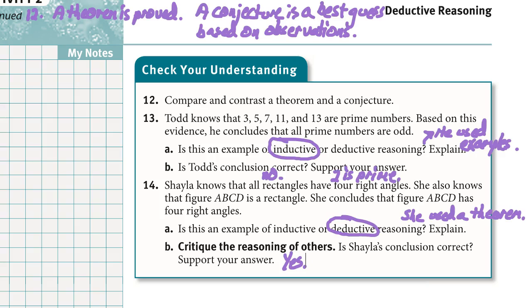Here are answers to the check your understanding. Number 12 is up here in the top corner of the video. Compare and contrast a theorem and conjecture. A theorem has been proved to be true. A conjecture is a best guess based on observations.